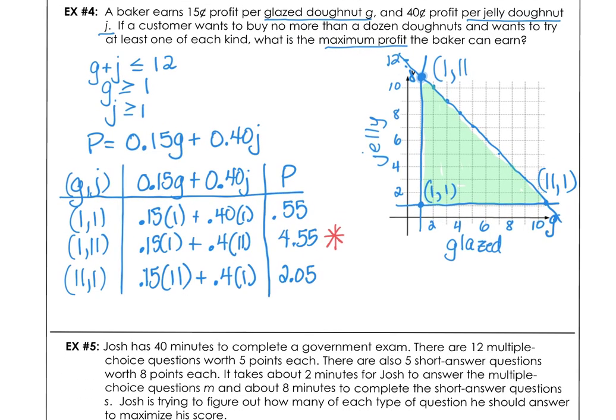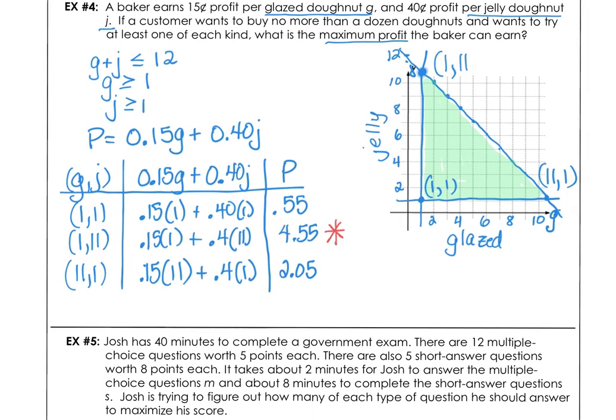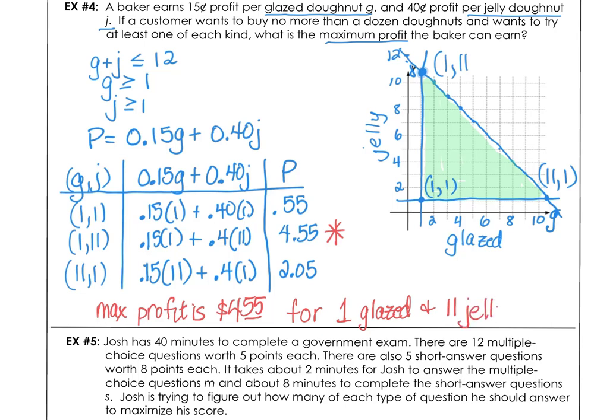We have a maximum profit. The maximum profit is $4.55 if the person buys 1 glazed donut and 11 jelly donuts. So that's pretty common sense.